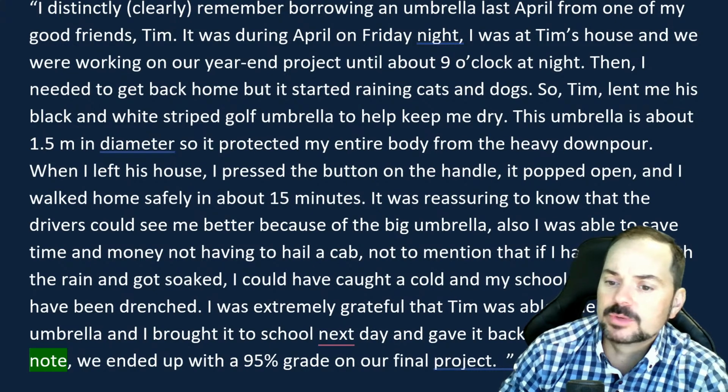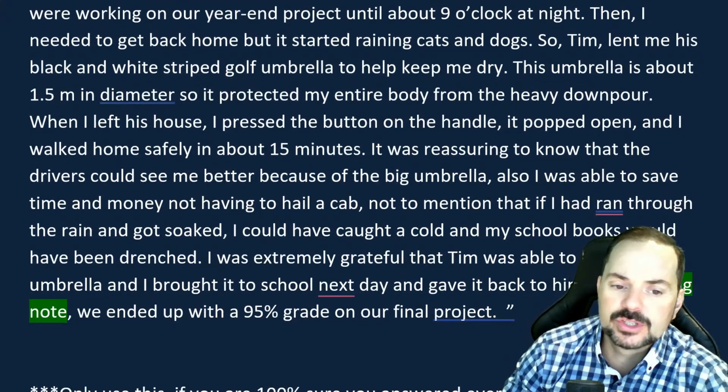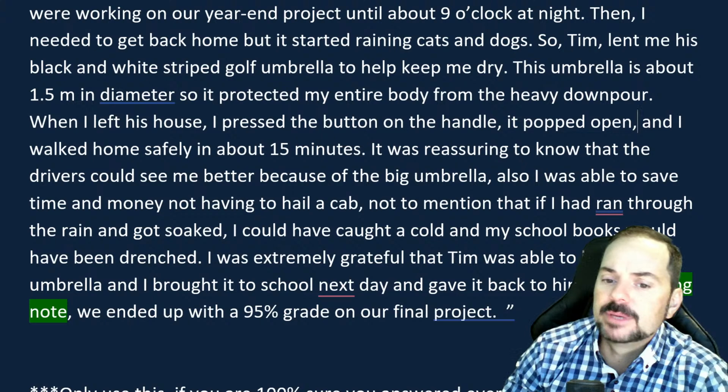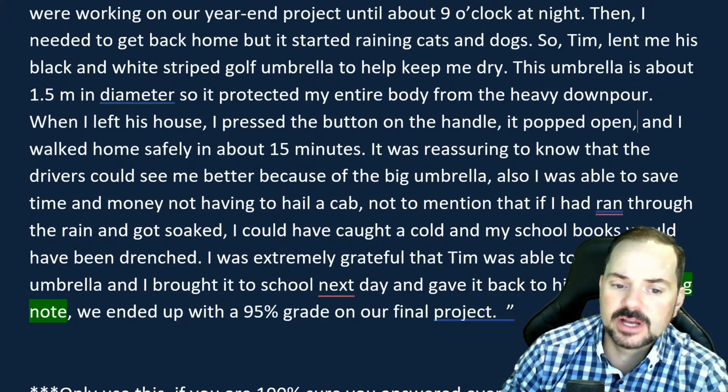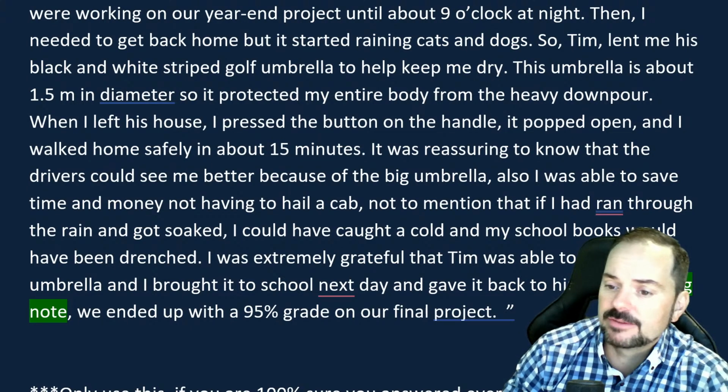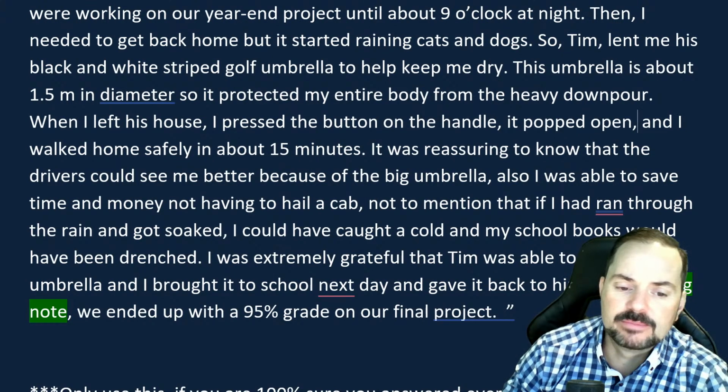It was reassuring to know that the drivers could see me better because of the big umbrella. Also, I was able to save time and money not having to hail a cab. Not to mention that if I had run through the rain and got soaked, I could have caught a cold and my school books would have been drenched.